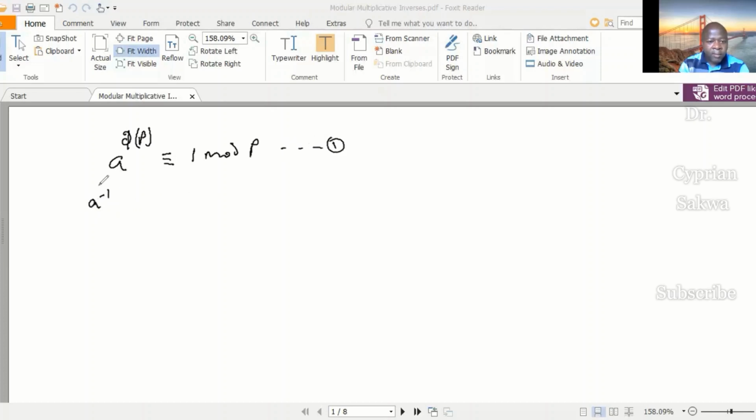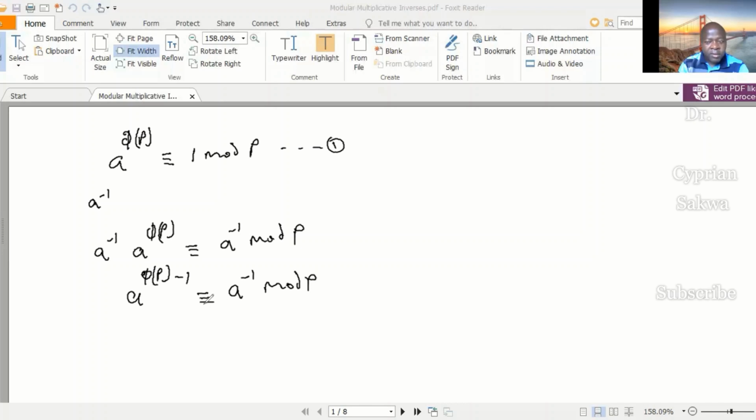We want to find the inverse of A. So when we multiply by the inverse of A, we have the inverse of A multiplied by A raised to phi of P, which is congruent to the inverse of A mod P. These are indices, so on the left side this gives us A raised to phi of P minus 1 as the inverse of A mod P. So this is how we find the inverse using the Euler theorem.